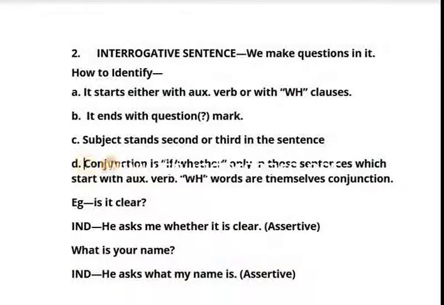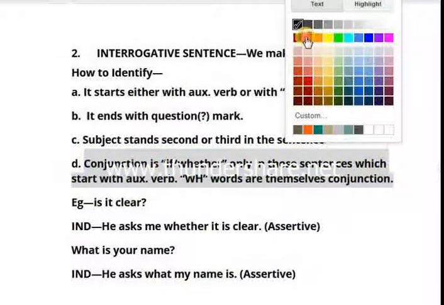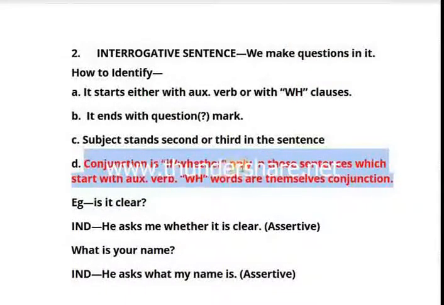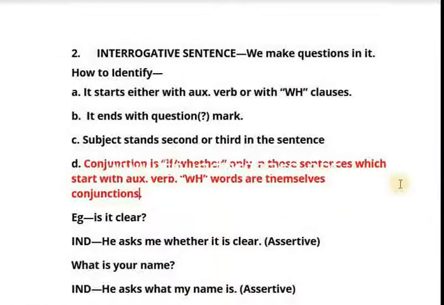The fourth thing which you have to keep in mind is that you have to take the conjunction "if" or "whether" only in those sentences which start with an auxiliary verb. WH words are themselves conjunctions. So while changing an interrogative sentence into indirect speech, if it has started with an auxiliary verb, then that conjunction would be "if" or "whether".